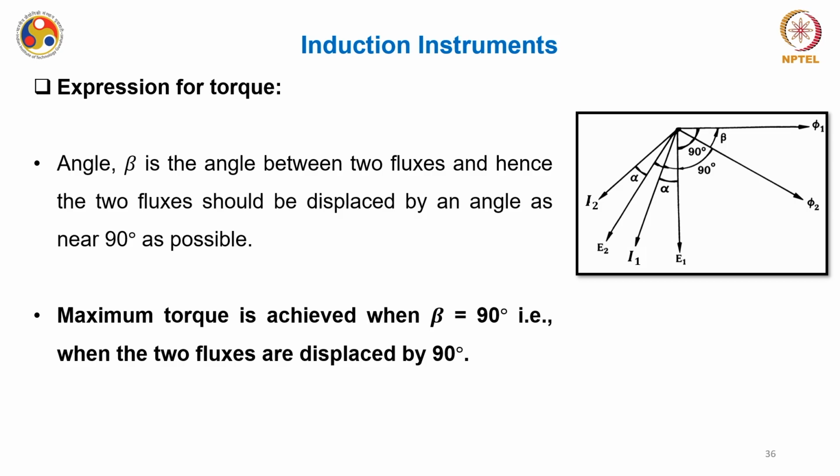Okay. So maximum torque is achieved when beta is 90 degrees, meaning when two fluxes are displaced by an angle of 90 degrees, or they are at a right angle to each other. So this is the basic theory behind the induction type of instrument. Let us see different types of induction instruments.